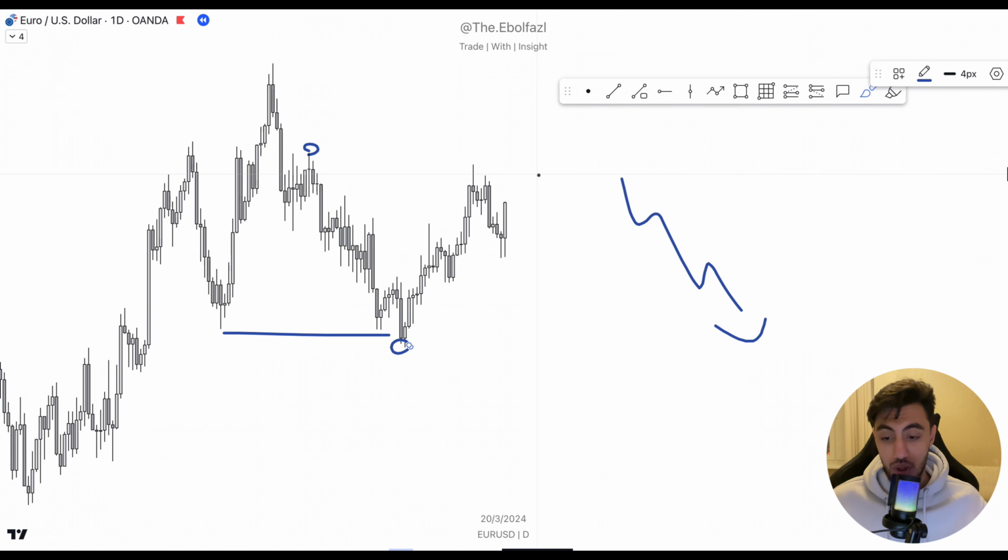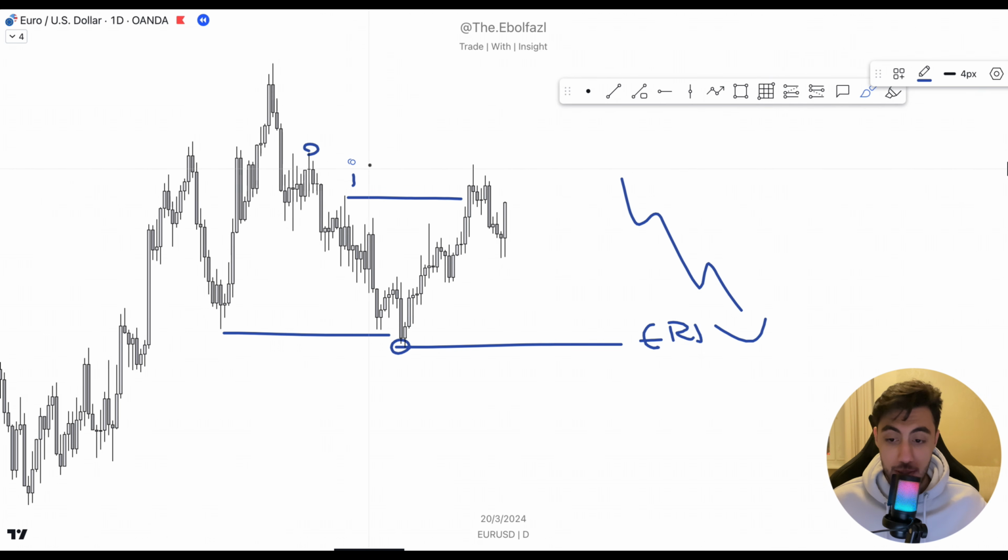So we are targeting this external range liquidity here. Why? Because price took off the internal range liquidity here, right? So price took off the internal range liquidity here, and we are going to be targeting external range liquidity here. So this is going to be the strong high, and it's going to be the weak low here. So pretty much we are in a bearish market structure.